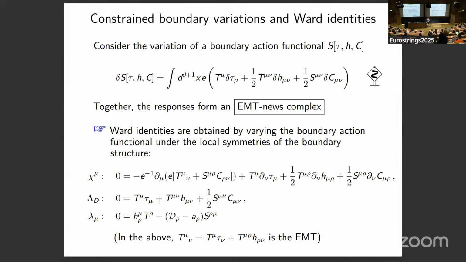So just to give you a little bit of an idea of how these variations work, if you take an action functional depending on the Carrollian structure and the shear, its variation looks like this. So it will turn out that the shear is on par with the Carrollian structure, so that the variation takes this form. And together, these three responses define what's called an energy momentum tensor news complex, so the energy momentum tensor plus the news. And by varying these under the symmetries of this action, which we assume are there, they turn out to not be quite there, but if we assume they are there, we get certain Ward identities corresponding to diffeomorphisms, Weyl rescalings, and Carroll boosts. So they will come back to haunt us as well.